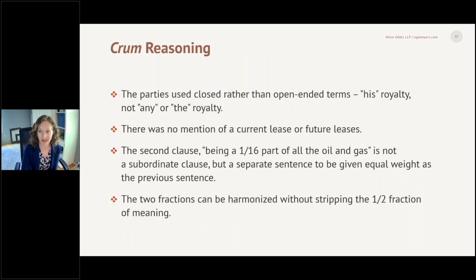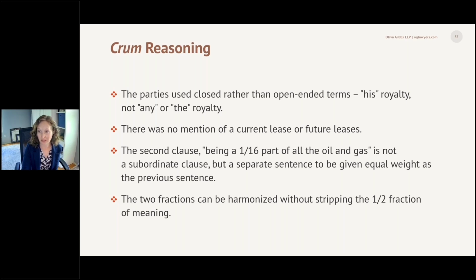"His royalty," not "any royalty" or "the royalty." And there's no mention of future and existing leases. So the parties did not intend the 1/16 to apply to existing leases only, and 1/2 as the future leases. It's all to be viewed as a whole. Also, the second clause is not subordinate to the first clause. It is its own sentence, despite the lack of punctuation. Note that "being" is capitalized.